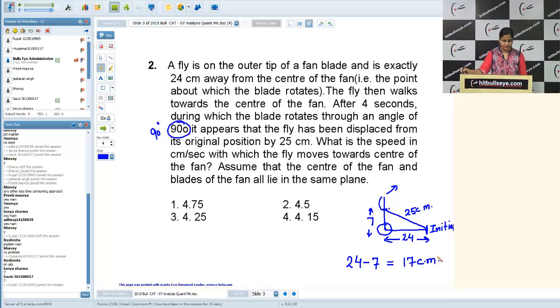Yes, of course, Rashmita. So the fly has covered 17 centimeter in 4 seconds. So you can write the speed of the fly, which comes out to be 17 by 4. Clear? Very easy question it was. No need to go into equations. So let us move further.